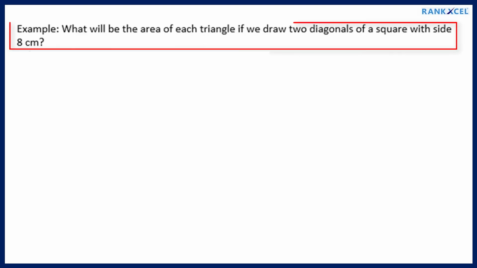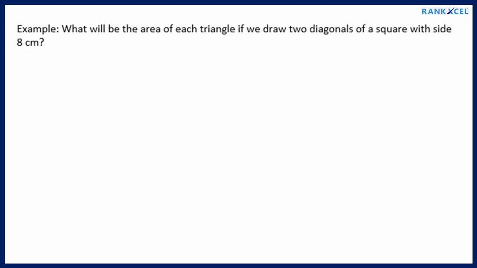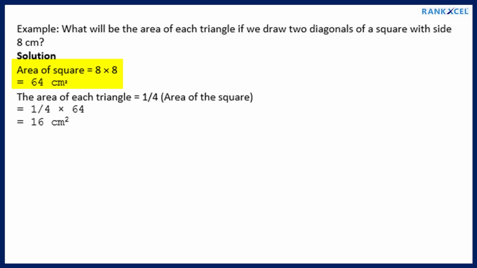Example, what will be the area of each triangle if we draw 2 diagonals of a square with side 8 centimeters? Solution. Area of square equals 8 times 8 equals 64 centimeters square. The area of each triangle equals 1 by 4, area of the square, equals 1 by 4 times 64, equals 16 centimeters square.